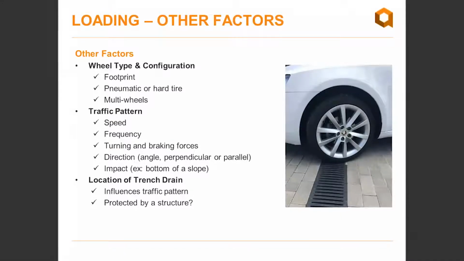Also, is the location of the trench drain prone to impact? Let's take, for example, the bottom of a slope or the bottom of a ramp: then you have a dynamic impact on the trench drain. Then we also have the location of the trench drain, which will definitely influence the traffic pattern. Let's take the example of a trench drain that is next to a curb. Then you limit the traffic on the trench drain because it's near a structure. So this will influence the traffic pattern. Those other factors will influence the final selection of the appropriate load class. So you have to keep that in mind.